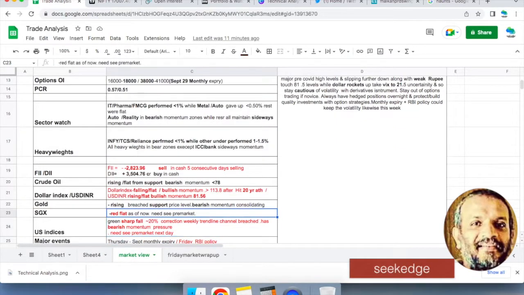Gold is rising, but it has breached the major support zone and is in bearish momentum, and is trying to consolidate. SGX is red flat, as are US indices, a red caution. 20% of the correction is already done. Today there is some recovery and green is seen, but it has already breached the major concern. It has breached a major trendline channel and is at a support zone. So any moment it breaches 29K, it means we have far down to go on the Dow Jones. Same is the case with other indices also.